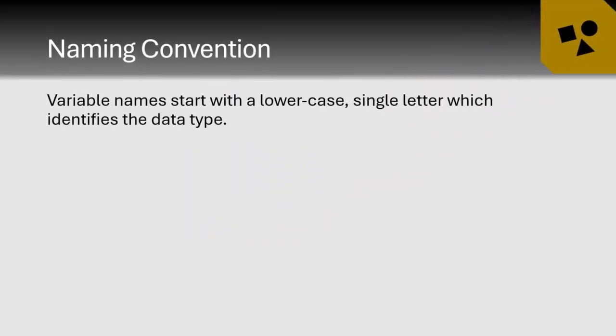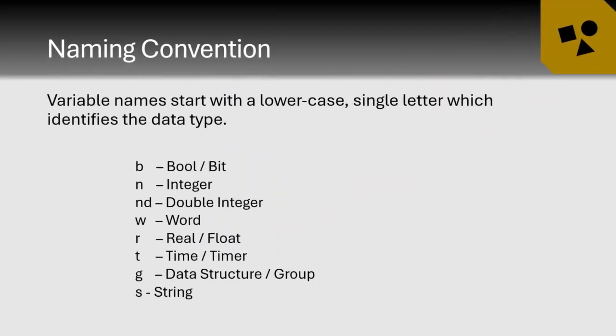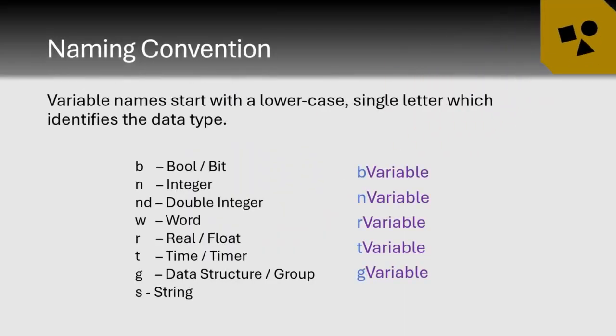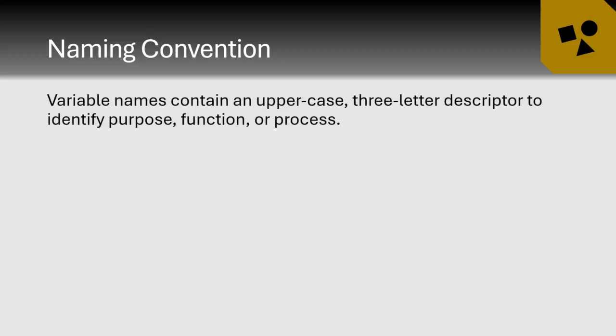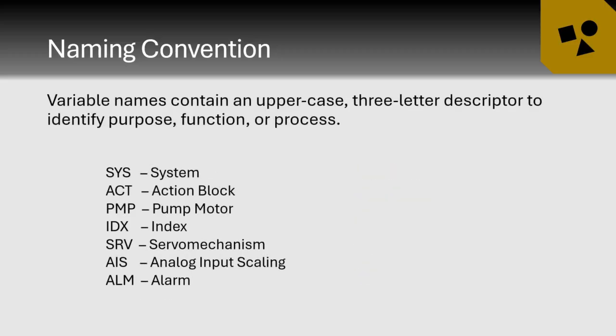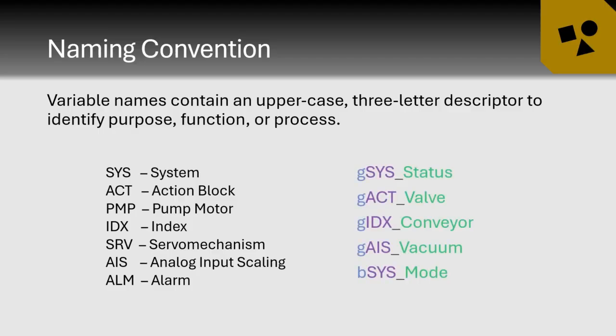Now on to naming convention. Variable names start with a lowercase single letter used to identify the data type: B for bool, N for integer, G for structure, or S for string. Variable names contain an uppercase three-letter descriptor to identify purpose, function, or process: SYS for system, IDX for index, and so on.